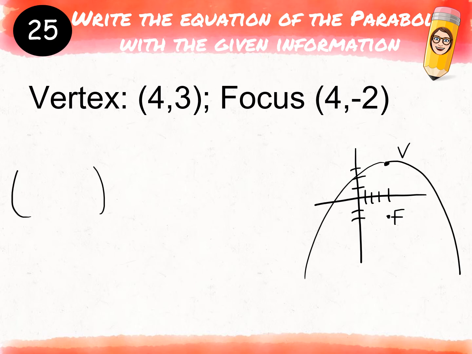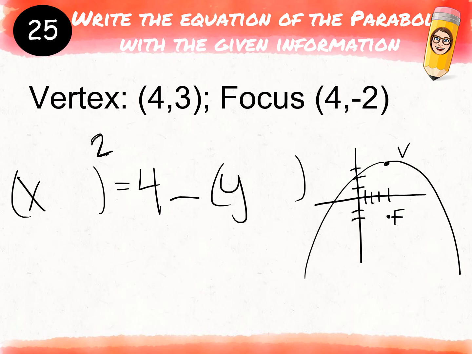So let's do our general setup. That's how I like to think. It's opening up or down, which means it's my x value that's squared. Don't forget the squared. My vertex is at 4, 3. So the x is going to have subtract 4. The y is going to have subtract 3.